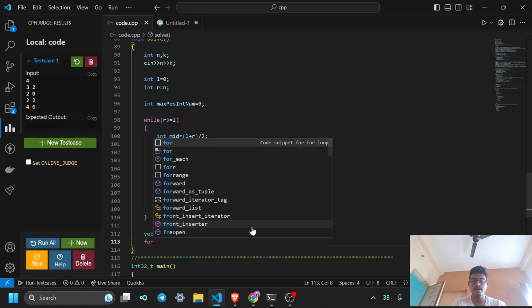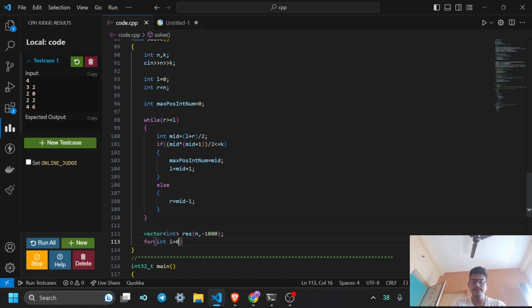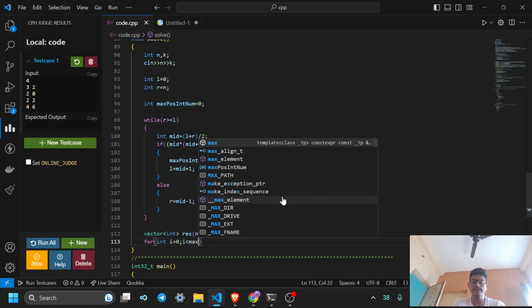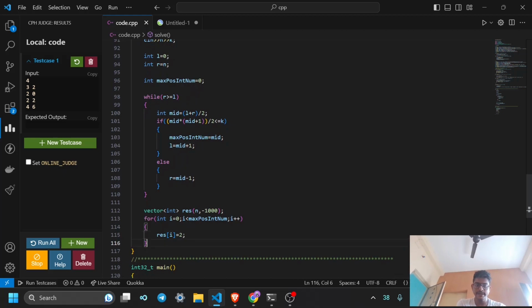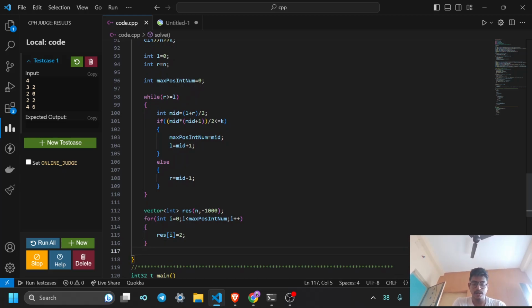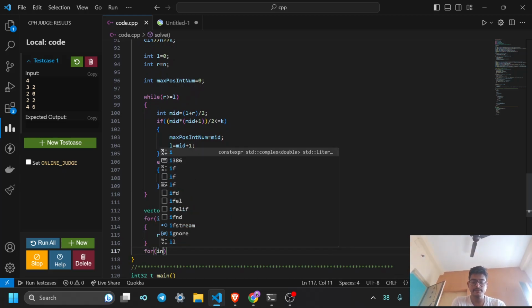So for int i equals 0, i less than how much do I have to go? I have to go for max pos. So this is a long name, I would not suggest doing this, but okay. Then my result of i will be 2. So let's check what I am getting from that.